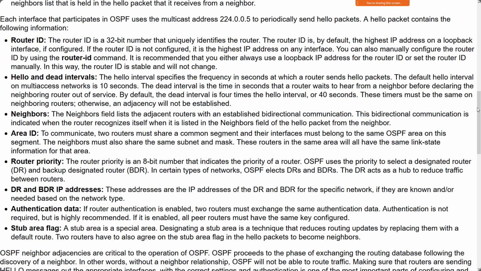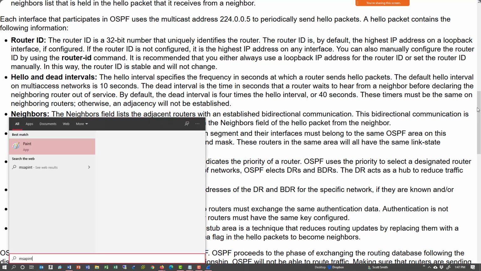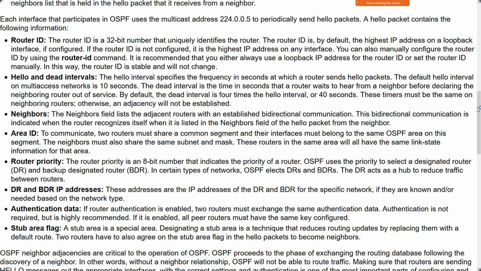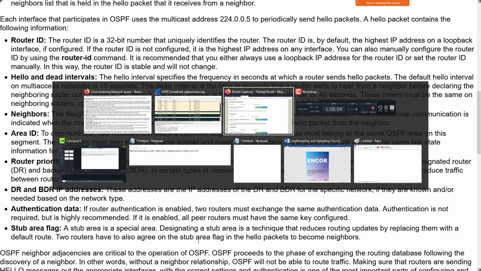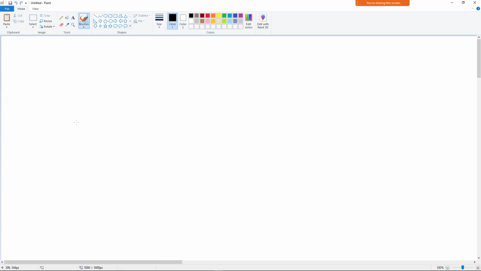Let me go ahead and just do a quick diagram here. I'm sure we'll see this later on, but since they're mentioning it here, I just want to give you a very quick kind of rundown of this. Let me just go over to Paint. All right, so let's say I have that scenario of 5 routers.